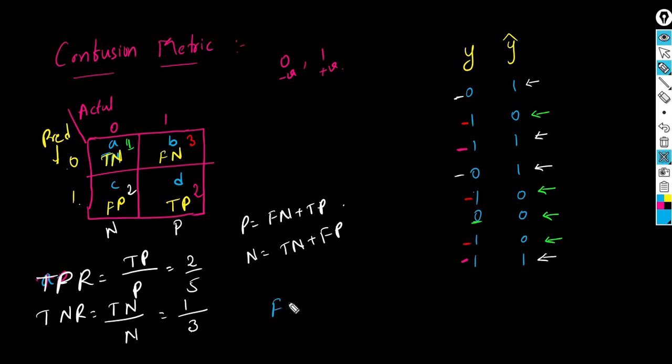Now false positive rate. False positive by N. Here false positive is 2, and the sum is 3. False negative rate: false negative by positive. False negative is 3 by 5.